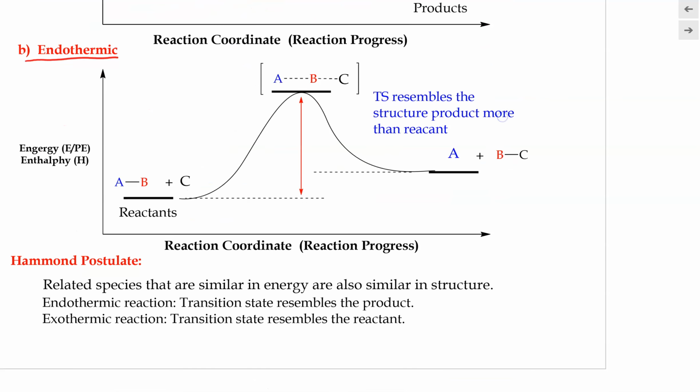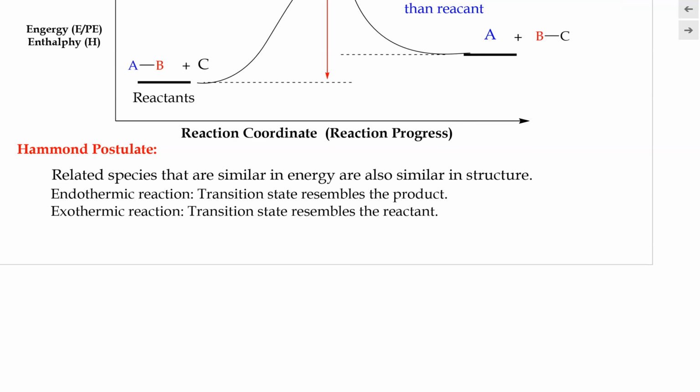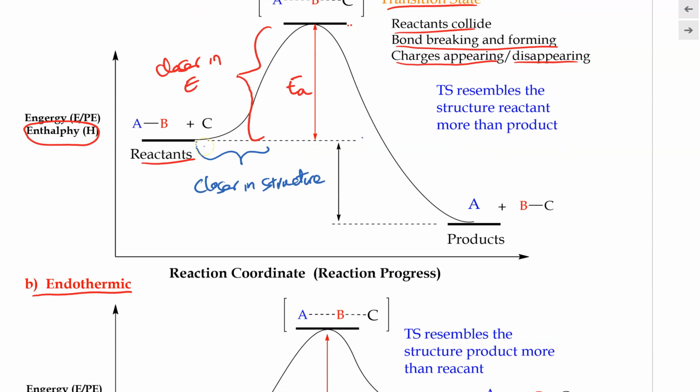And that brings us to the Hammond postulate, which states a few things as follows. First, related species that are similar in energy are also similar in structure. So if they're similar in energy, they're also similar in structure. And therefore, for an endothermic reaction, the transition state resembles the product, versus for an exothermic reaction, the transition state resembles the reactant. And that is what we observe in this case, that this is an exothermic reaction.